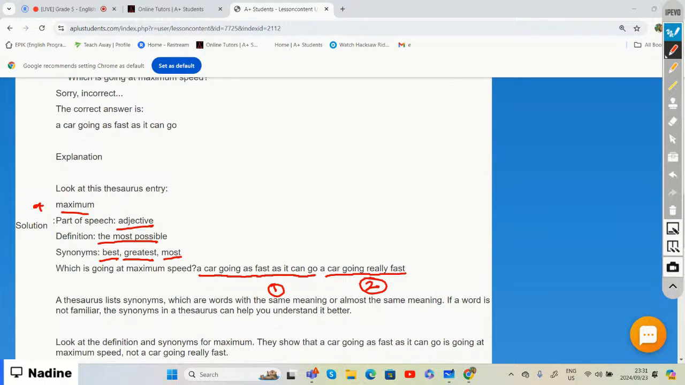All right, then if we were to choose which is going at maximum speed, then yes, we can choose option one, a car going as fast as it can go. Because remember, if something goes at maximum speed, then it means that it's a car that can go as fast as it can go, not a car going really fast. Because a car that goes really fast, maybe its maximum speed is more than that. Maximum speed is if you're going as fast as you can go.